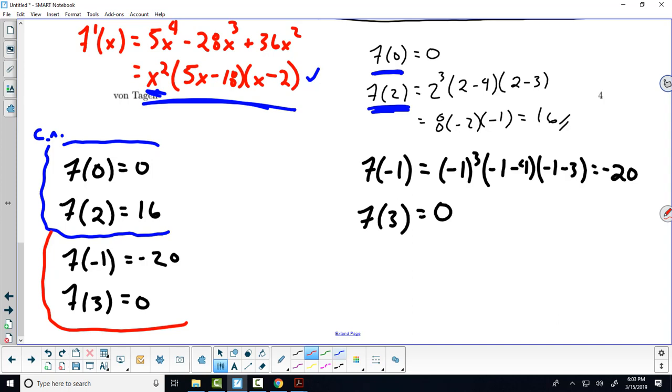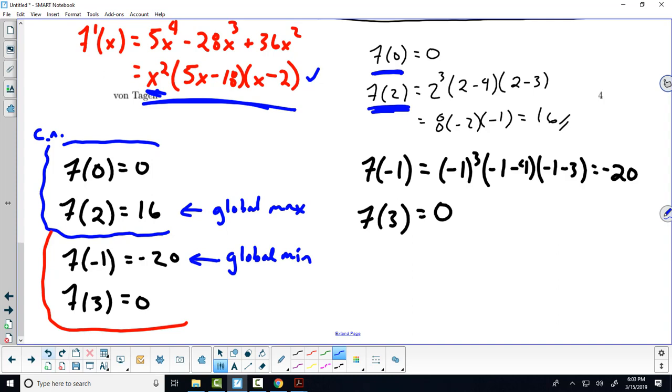Okay? So of them, which one gives me the global maximum? Well, of the 4 y values, 0, 16, negative 20, and 0, which one is the largest? It's right here, so this is the global max. And what is the global min? It's this y value right here. So this is the global min.